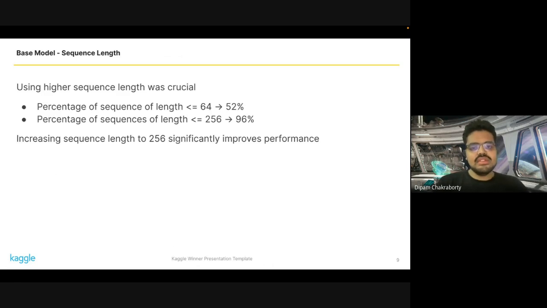And this sequence length as well. What I was trying initially, I think the early sharing solution as well had used only lengths up to 64 or something close to that. If we check the data set, there's only about 52% of the data which is up to that length. So when we subsample, we're actually cutting out a major portion of the sequences.